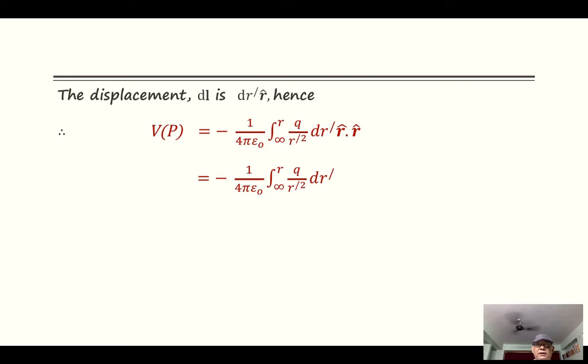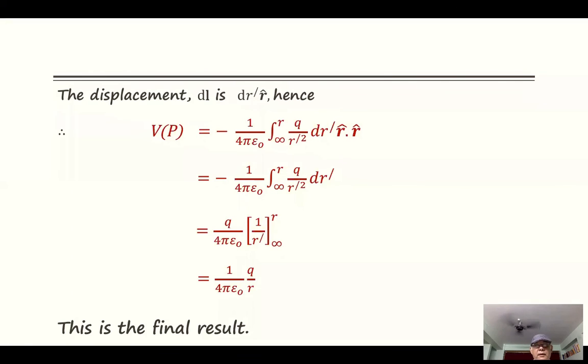So we get, after simplification, this. Then we carry out the integration. Then we put the values of the limits, lower and upper, and we get 1 by 4 pi epsilon naught Q by r as the potential at P. Here small r is the distance from the center of the shell to the field point P. This is the final result.